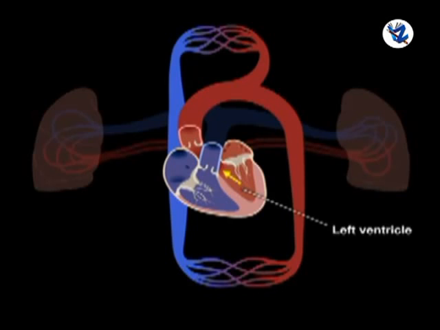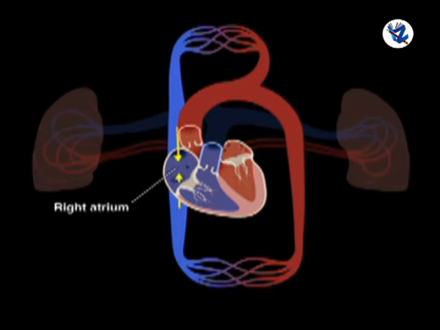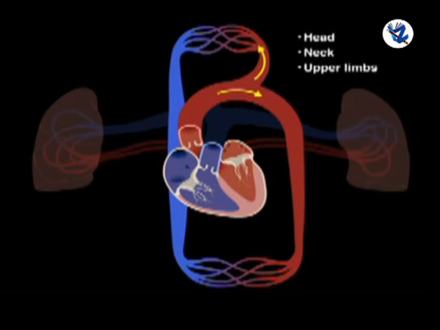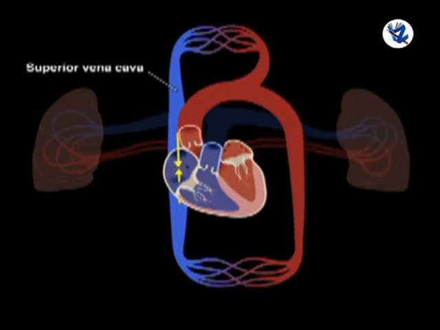Systemic circulation. The course of blood from the left ventricle to the right atrium of the heart through body organs is systemic circulation. The left ventricle pumps oxygenated blood into the systemic aorta, which carries it to all body organs except lungs. The deoxygenated blood from the body organs is brought to the right atrium by the superior and inferior vena cava.